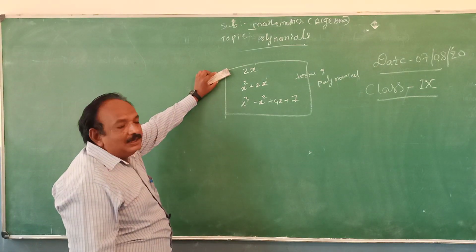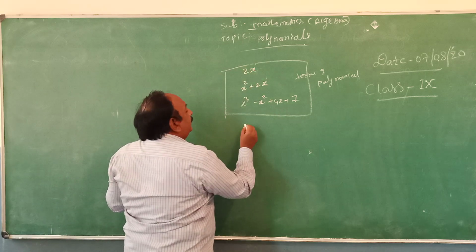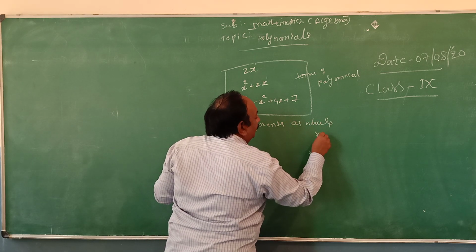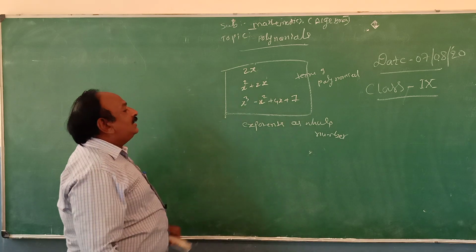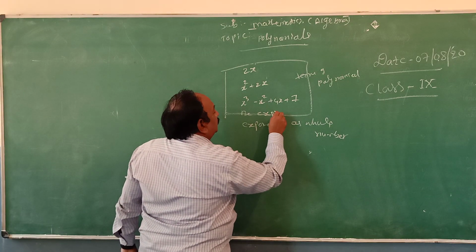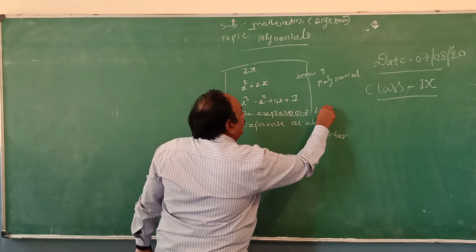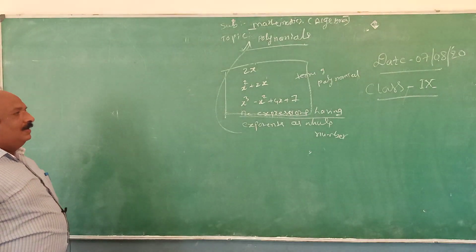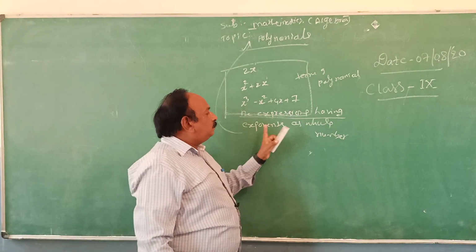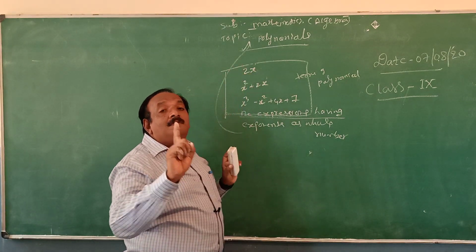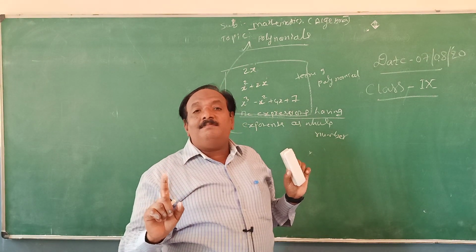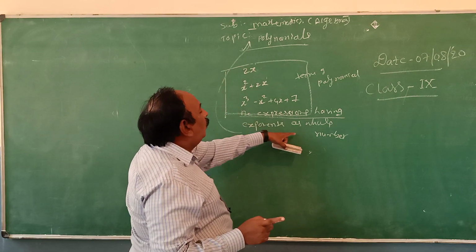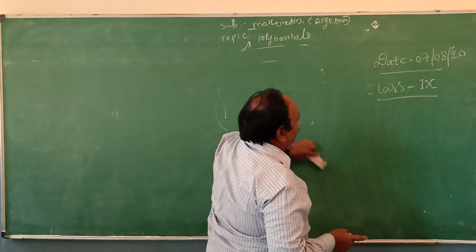Now, can you tell me the exponents as whole numbers? The expressions having exponents as whole numbers are called polynomials. The exponents are always whole numbers. Do you know what a whole number is? It is not a fraction, it is not a decimal. So expressions with exponents as whole numbers, we call a polynomial.